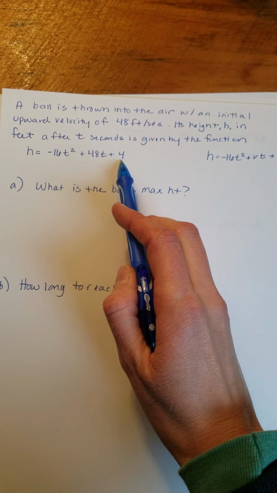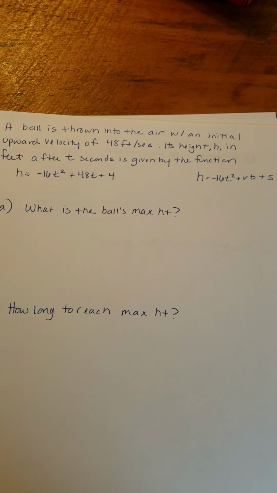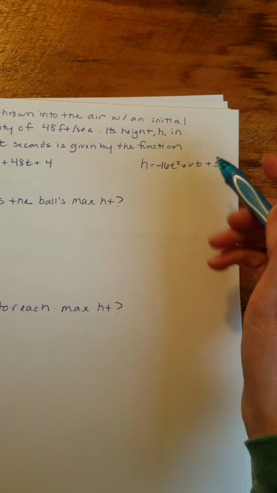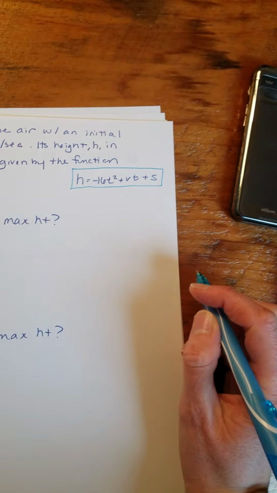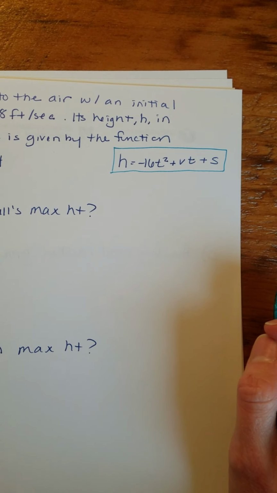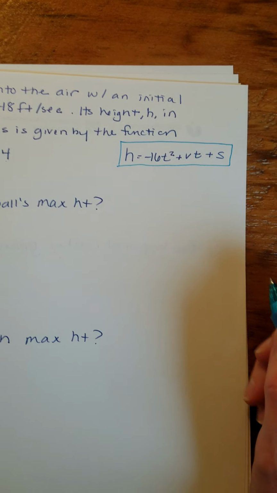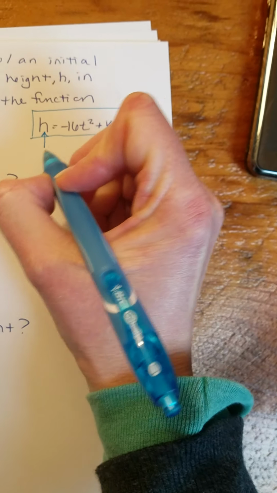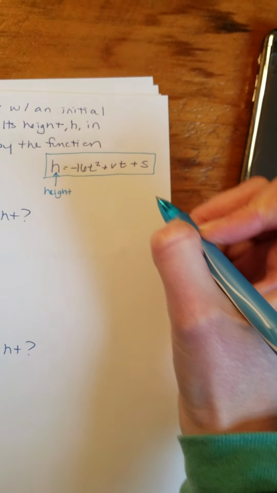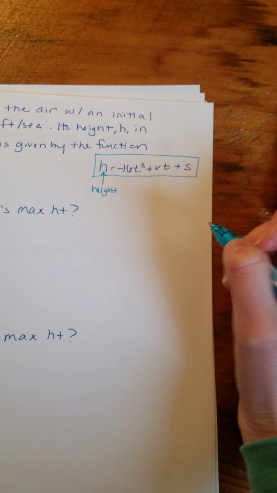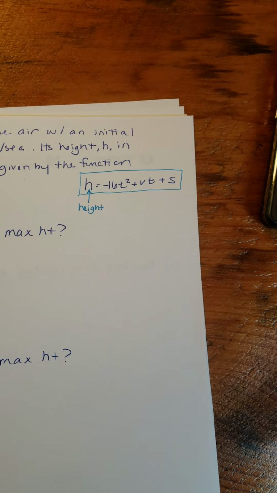plus 4. If you're like, wow, where on earth did that equation come from? This is an important equation that we will be using this whole time. It's right here. Some of you might have seen it in science class before. It's h equals negative 16t squared plus vt plus s. H is height. Negative 16, that's always the number you will use in the equation. It's for gravity, and when an object's falling, it takes into account gravity.